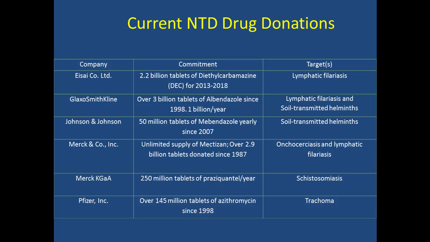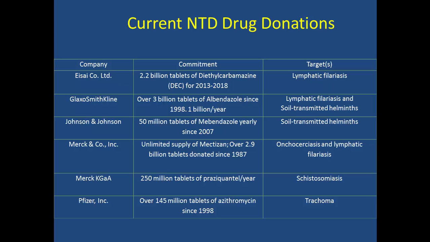As I mentioned before, a lot of the drugs are donated. In fact, all of the drugs are donated, and you saw the numbers of people infected. There were 500 million for this disease, 1 billion for this disease, and you can actually see that the drug donations kind of have to match that if they claim that they want to help the world out, and they do for the most part. For instance, Eisai is donating 2.2 billion tablets of DEC for lymphatic filariasis. GlaxoSmithKline donates 1 billion tablets of albendazole a year for the lymphatic filariasis and soil-transmitted helminth program.